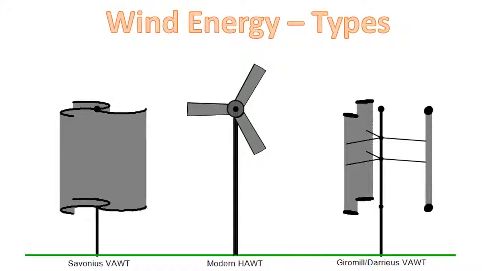Wind turbines can be divided into two big categories: those that have the rotor in the horizontal axis, and those that are assembled with the rotor in the vertical axis. The turbines with the horizontal axis are commonly pointed towards the wind, while the ones with the vertical axis don't need this type of positioning.